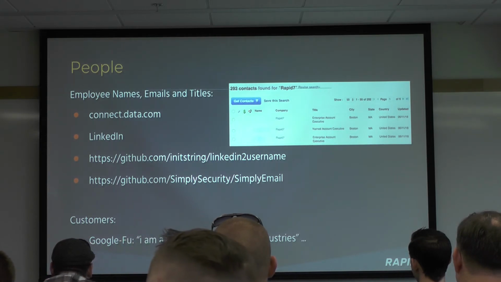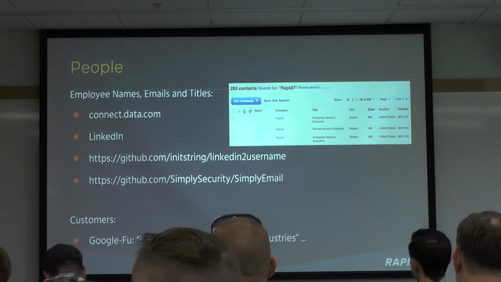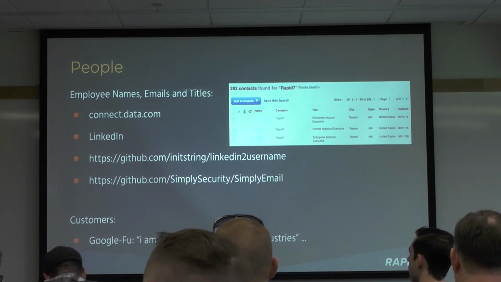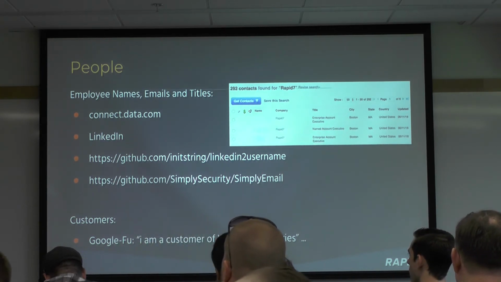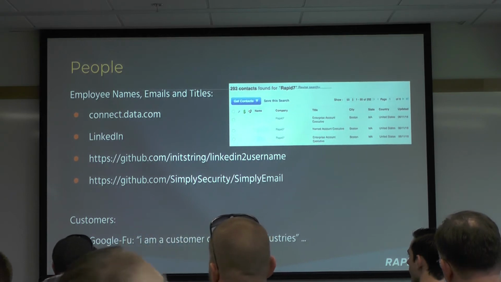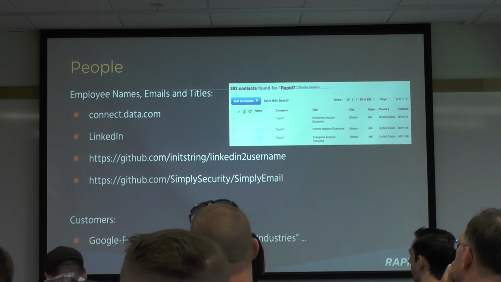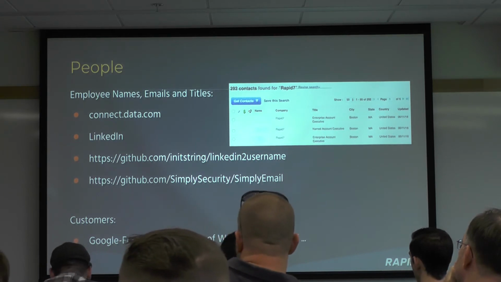The first one, that you can see up top on the right, is connect.data.com. This is a Salesforce website, and it's been ongoing for years now. It has everything that you might need right there on the website. Here's an example for Rapid7.